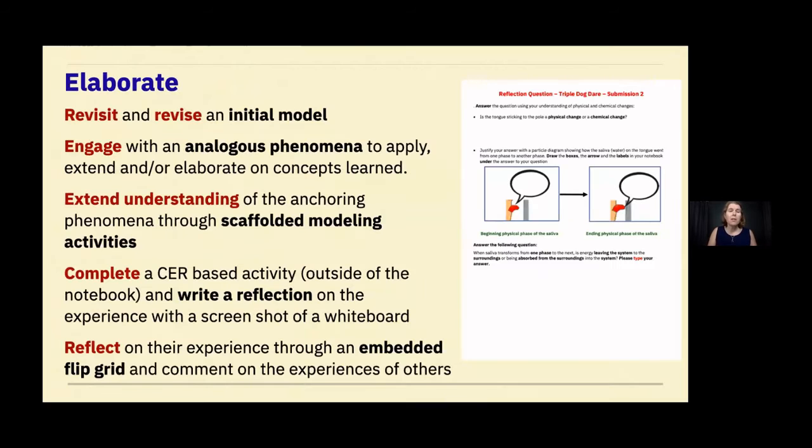The elaborate piece is where, again, you revise and revisit an initial model. So this might be engaging with an analogous phenomena to apply or extend or elaborate on something that they've learned. Extend understanding of your anchoring phenomena through scaffolded modeling. And this model that you see over on the right, this was going off of our matter and energy, and I'll show you that notebook in a second. Just saying, okay, let's take our initial model, but now we're going to scaffold it up a little bit. Like, what do we know now that we didn't know before that we can put into this specific model to extend what we already know?